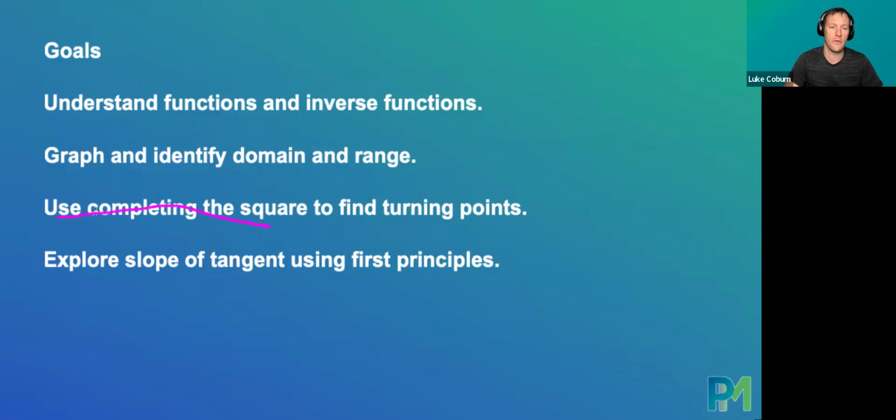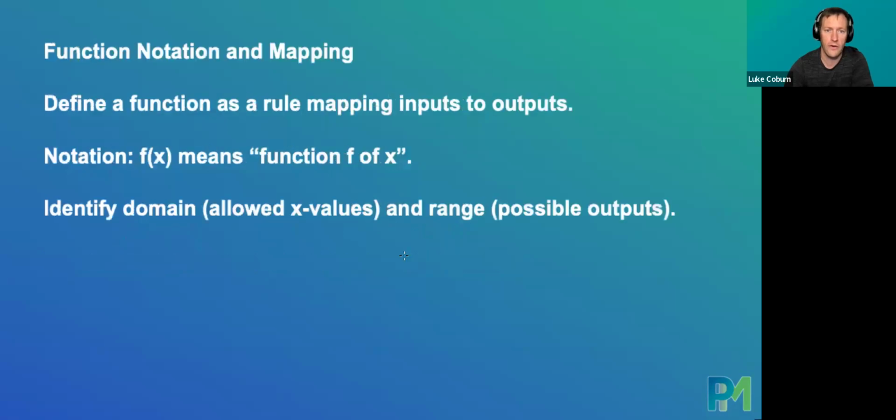We're going to talk about completing the square. It's a trick for handling quadratic equations. Basically, we'll be able to take any quadratic and write it a different way where we can find the turning point really easily, not using calculus. If you've done this already, you might realize we can use calculus to find the turning points. Then we're going to look at the slope of the tangent from first principles. So those are the goals for this lesson.